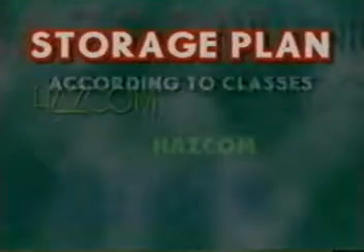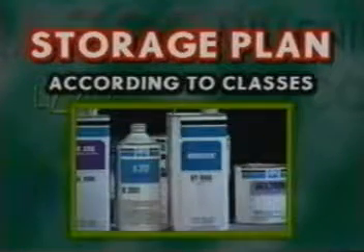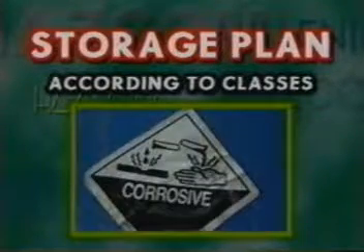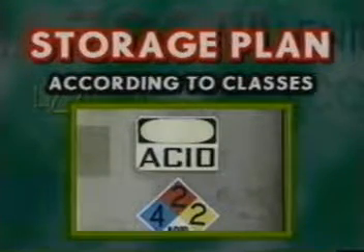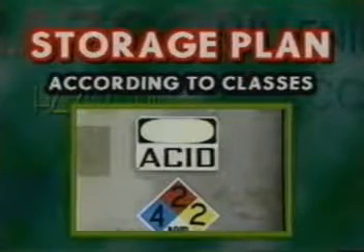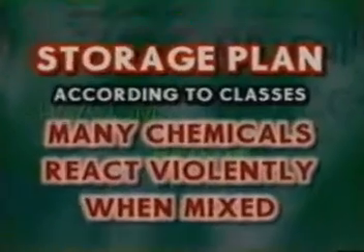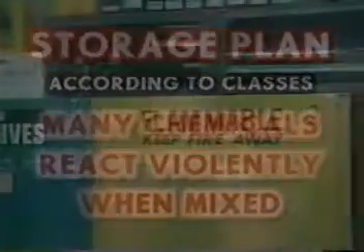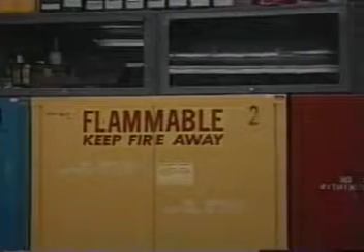The storage plan should include proper storage according to their classifications to keep incompatible materials separated. Flammables, oxidizers, corrosives, and toxics should be stored in separate locations. Acids and bases are both corrosive, but react violently when mixed together. Smaller quantities of flammable and combustible materials should be stored in approved flammable storage cabinets.